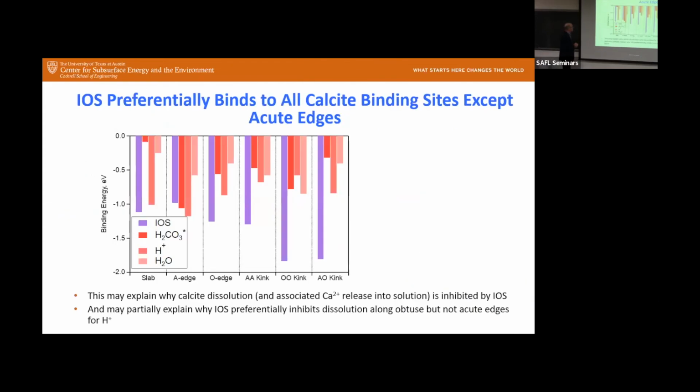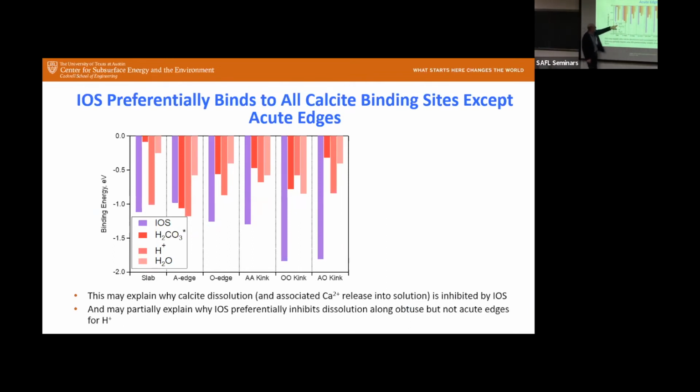All right, so these are the main results, and these are binding energies. And if y'all remember from thermo, we always consider things which are negative to be favorable. And so that means the more negative, the more favorable. So this would be the flat surface of the calcite. This would be the acute edge, the obtuse edge, and then these are those kinks where the edges come together at the corners: acute-acute, obtuse-obtuse, and acute-obtuse kinks.